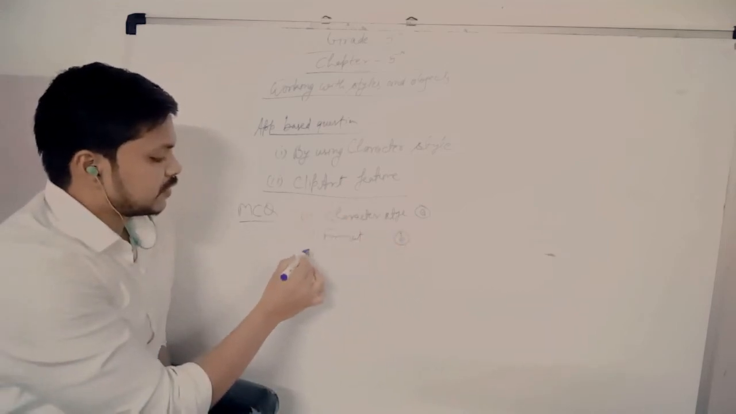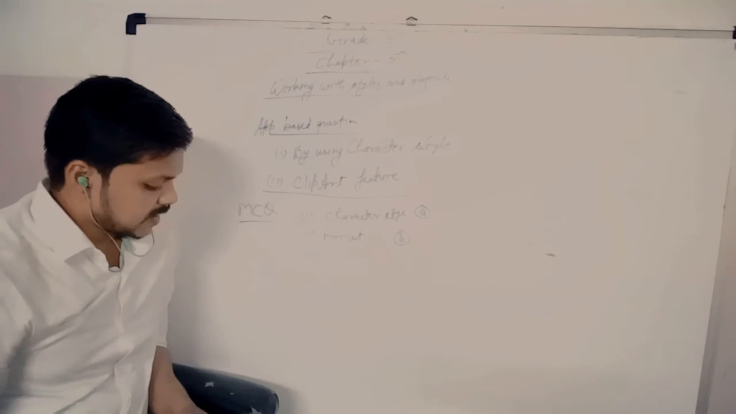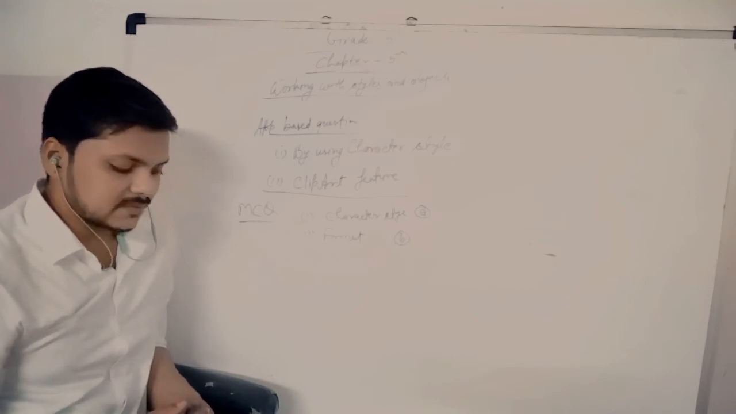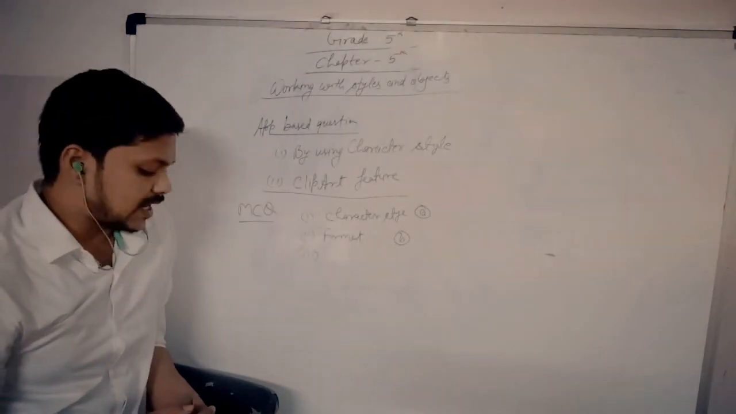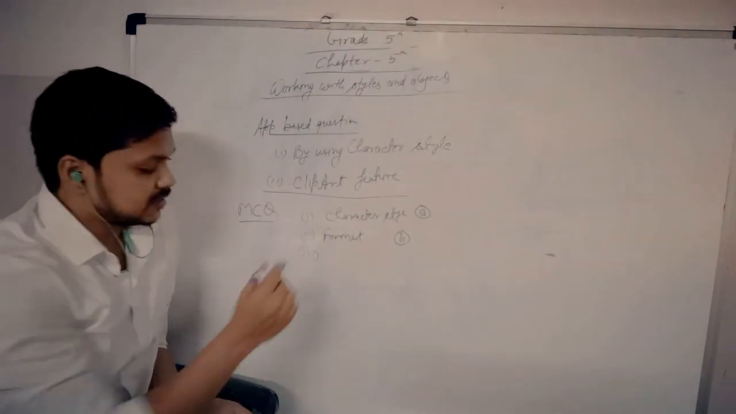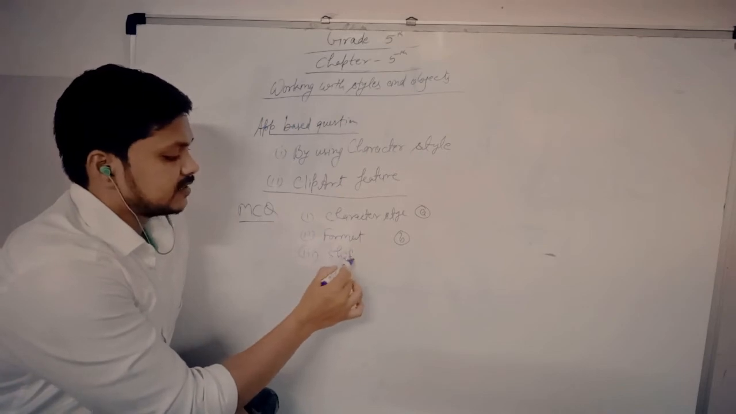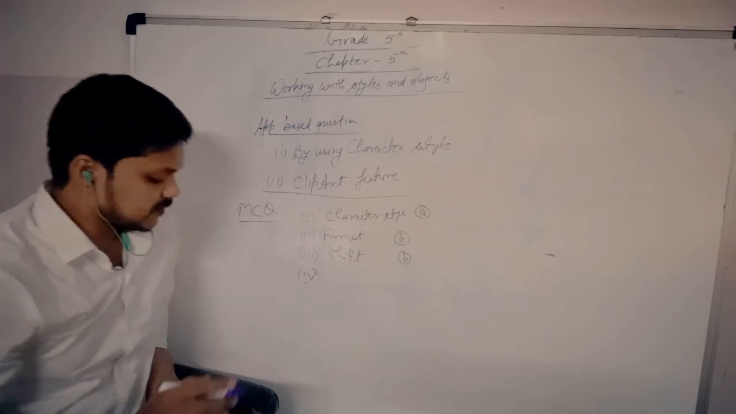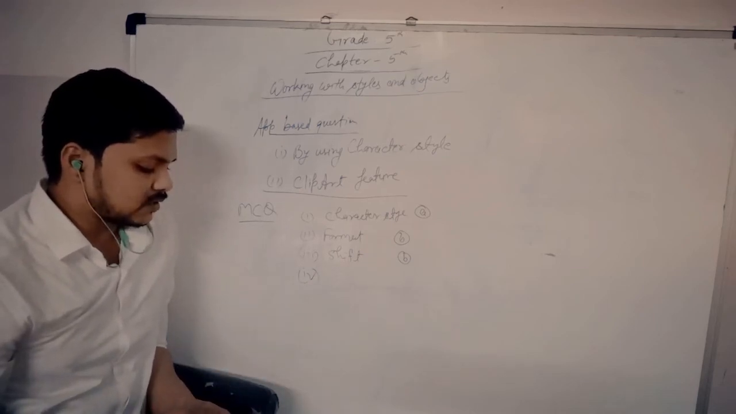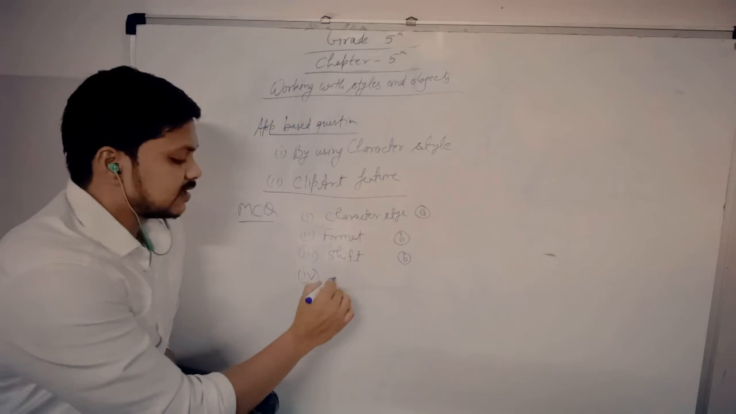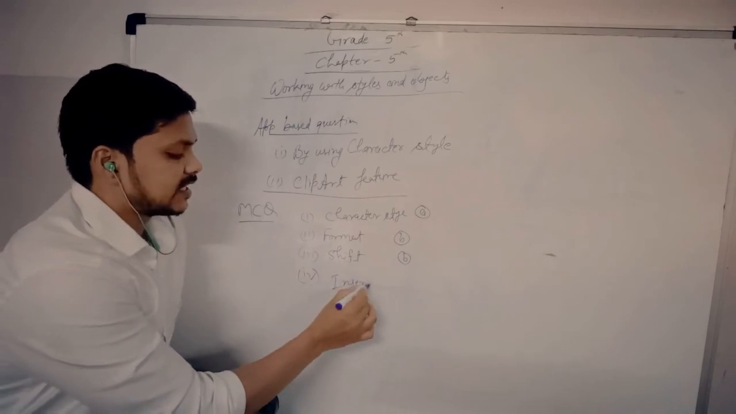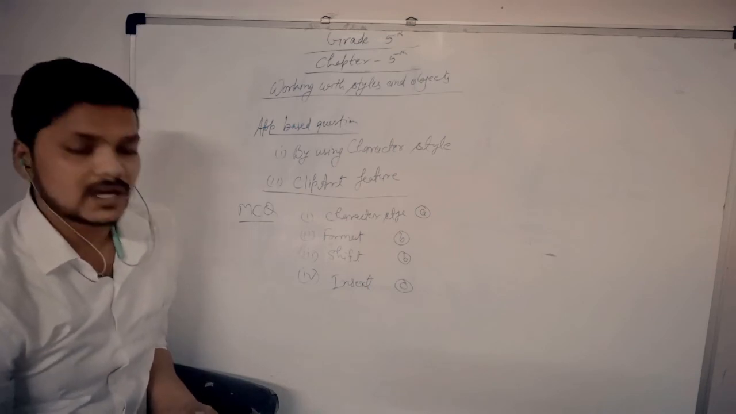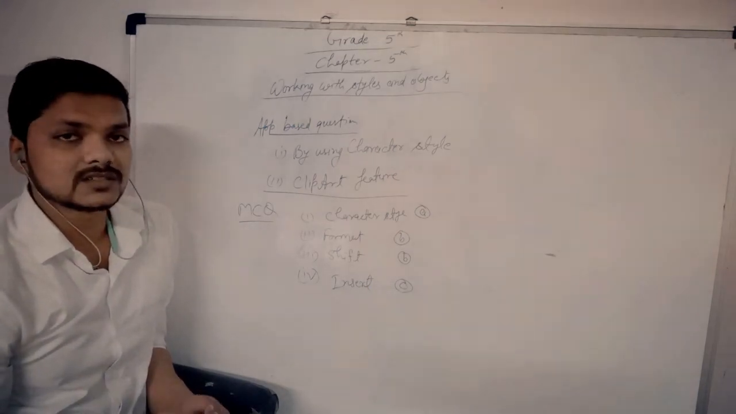Now the third MCQ is, which key is used while dragging to maintain the height and width ratio of a shape? The answer is B again, that is shift. Now the fourth is, the word art button is present on which tab? That is easy. It is present on the insert tab. That is the C option. Now your MCQs are over, so we are coming to the question answers of this chapter.